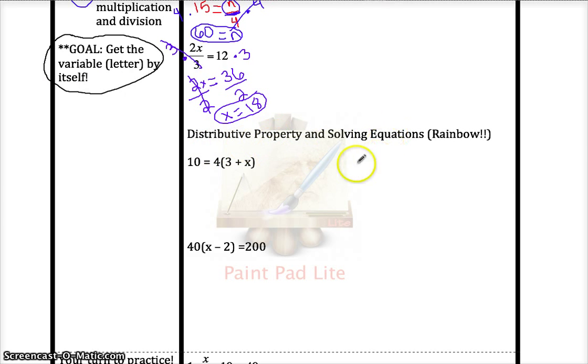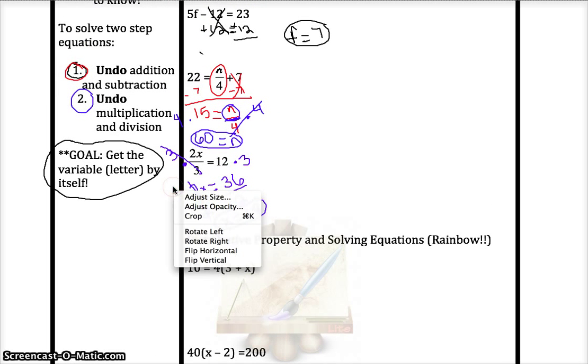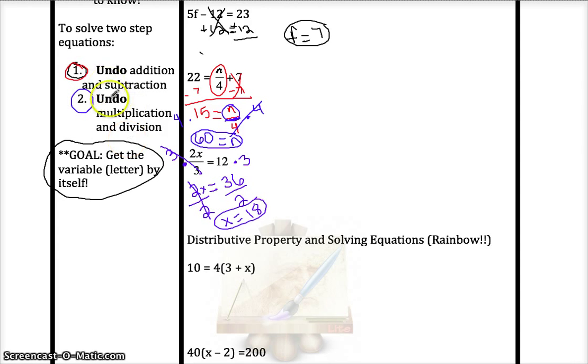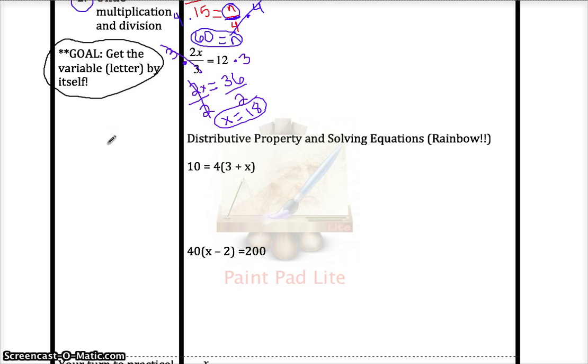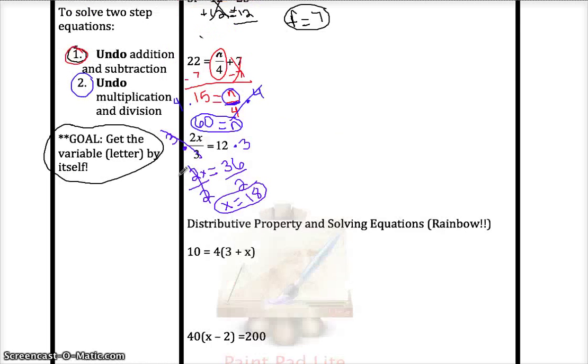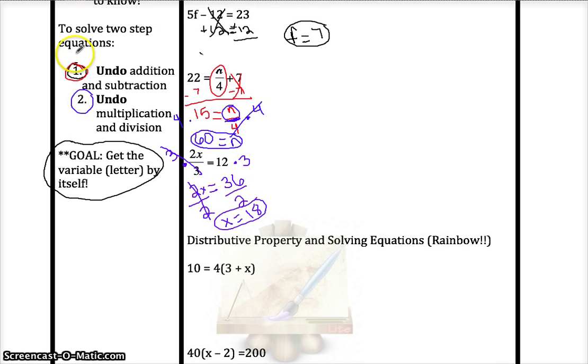So distributive property and solving equations. We're going to follow the same exact steps that we have up here: undo addition and subtraction, and undo multiplication and division. Our goal is still to get the variable or the letter by itself. It's still the same thing. The only thing is we add a little step up above here, and this step is to distribute if possible. So I'm going to write that the best I can. Distribute if possible.